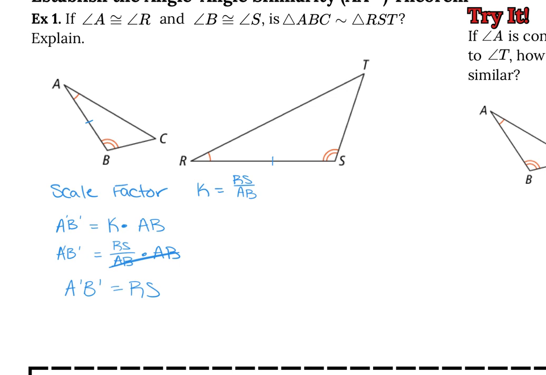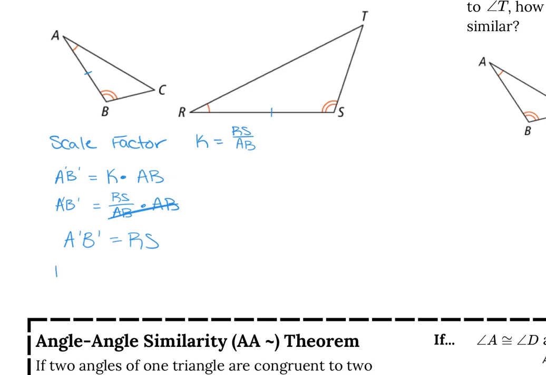Okay, and then to write our statement, we would have a dilation with a scale factor of K, and we would be dilating about A, and that's going to map triangle ABC to triangle ABC prime, and then our triangle ABC prime is similar to triangle RST.